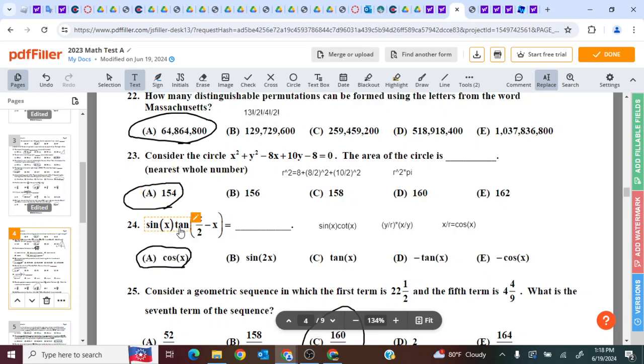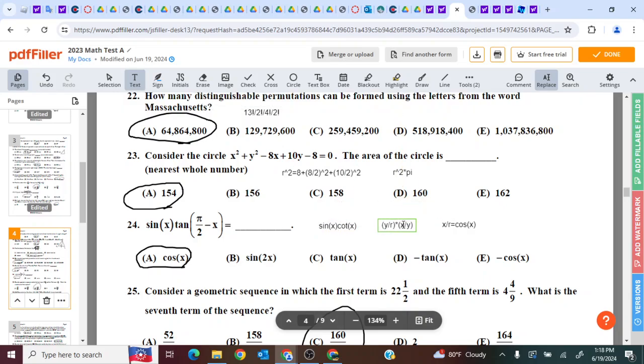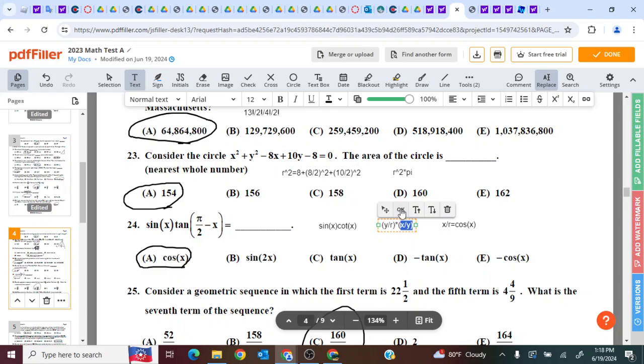24. First off, what I would do in this situation is I wouldn't bother doing any math. I'd just put this into y1 and figure out what equation that represents. But if you do want to do the math, then tangent of pi over 2 minus x is the same as cotangent. And then you can change these values to their polar equivalents right here.